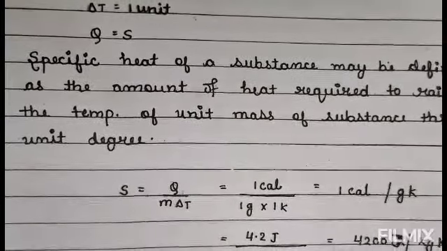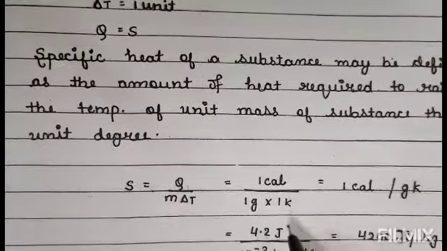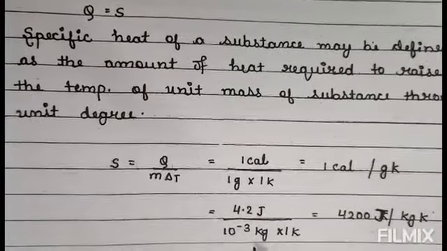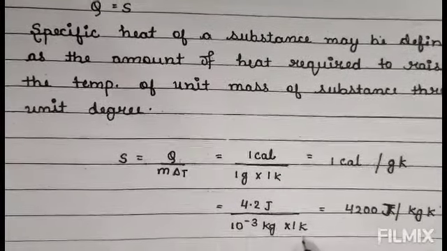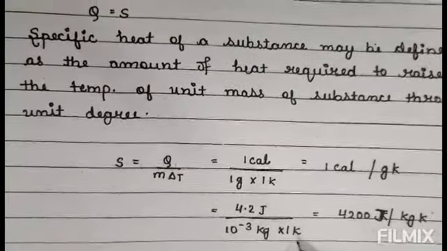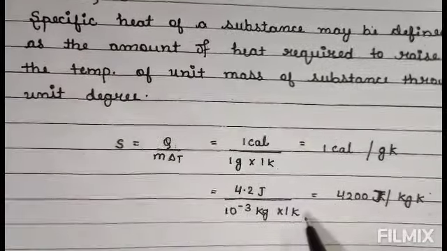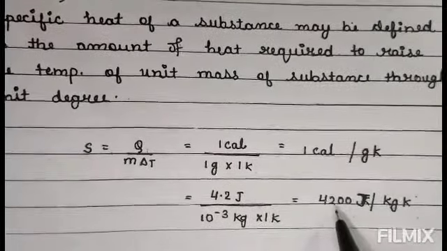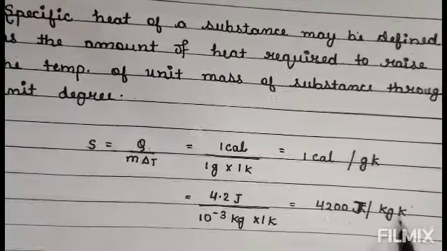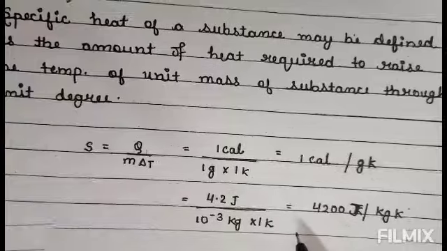We can express this in joules also. We know very well that 1 calorie is equal to 4.2 joule and 1 gram is equal to 10 to the power minus 3 kilogram, and for temperature we will measure in Kelvin only. So this becomes 4200 joule per kilogram Kelvin. This is the SI unit of specific heat.